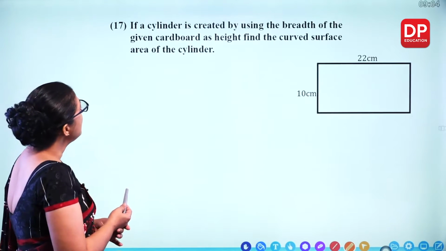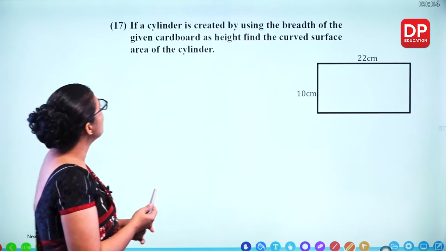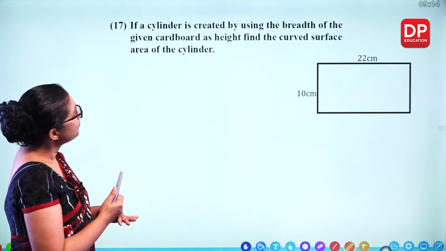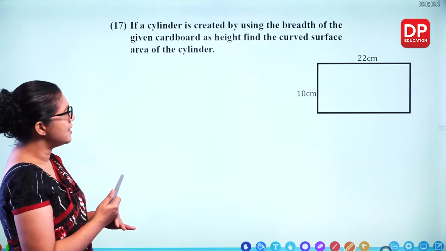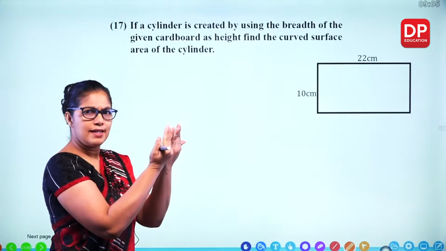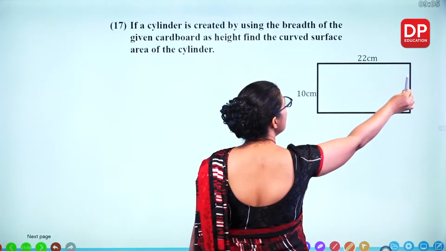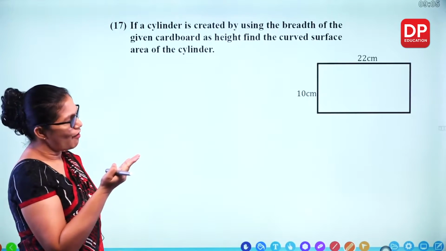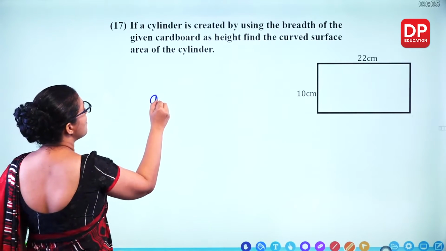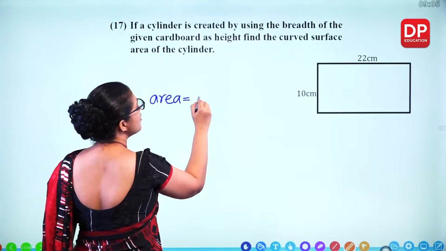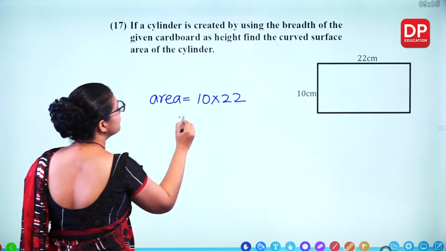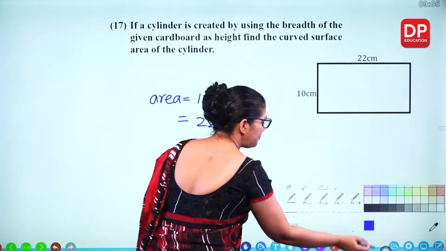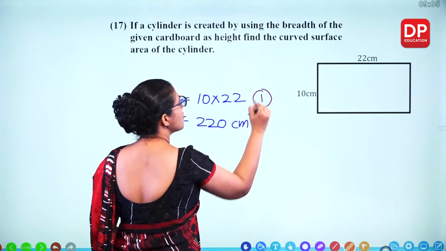Question number 17. If a cylinder is created by using a breadth of the given cardboard as height, find the curved surface area of the cylinder. So that means you take this and fold it. This side becomes the height of the cylinder. So what's the curved surface area? Area of the rectangle. So area becomes length into breadth. 220 square centimeters. 2 marks.